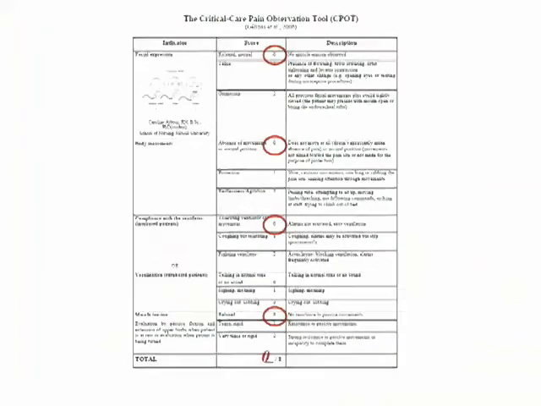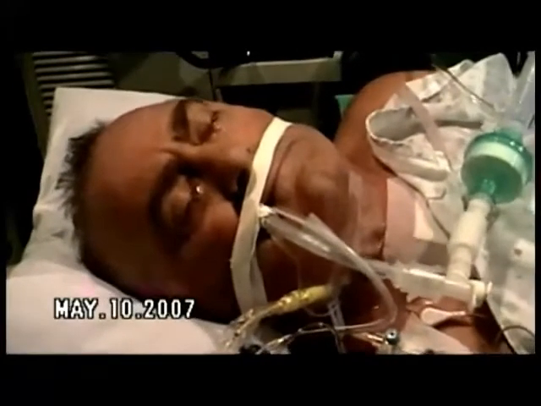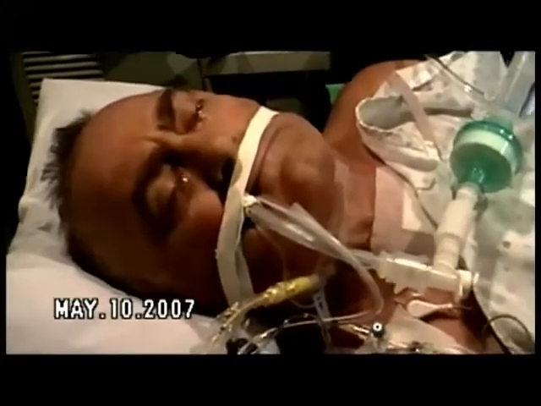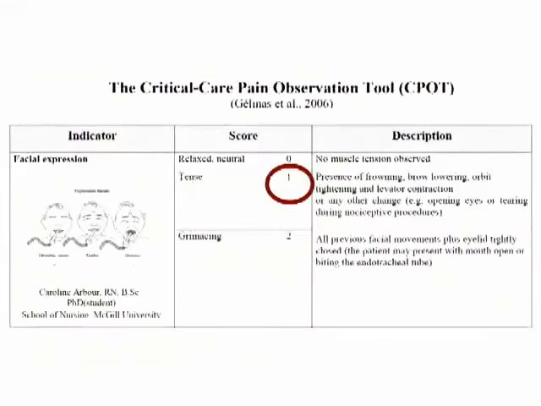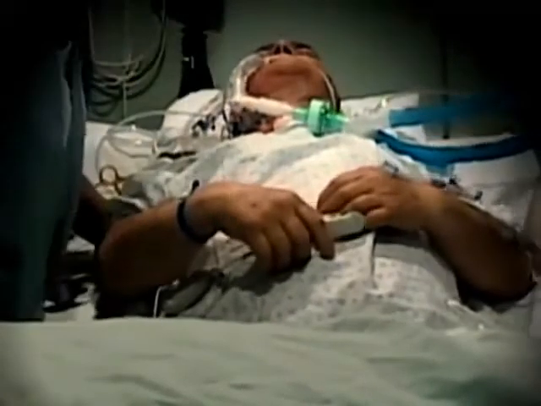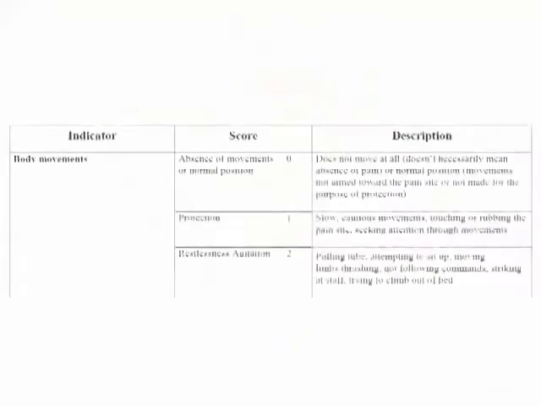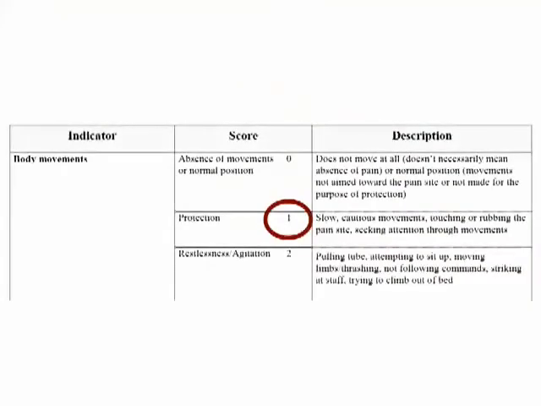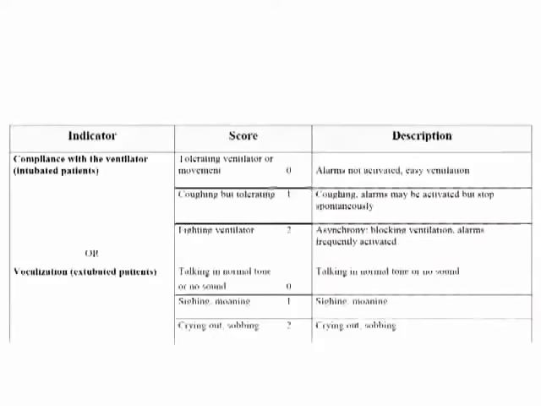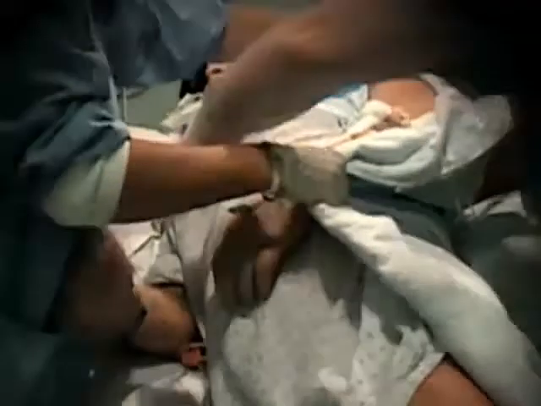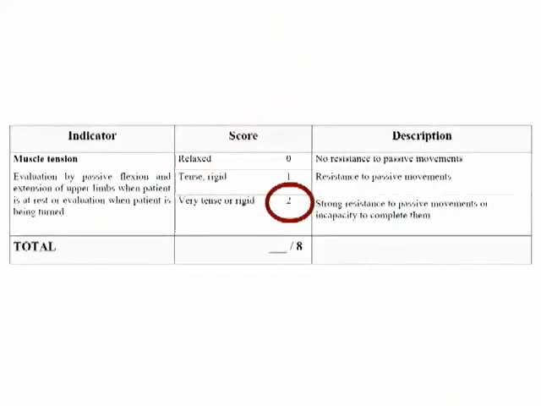Now the patient is being turned. We can observe little frowning and weeping eyes. Some shivering here. The alarms are on. So repetitive movements of the arms, he's resisting the movement. So that would be a CPOT score of 5.